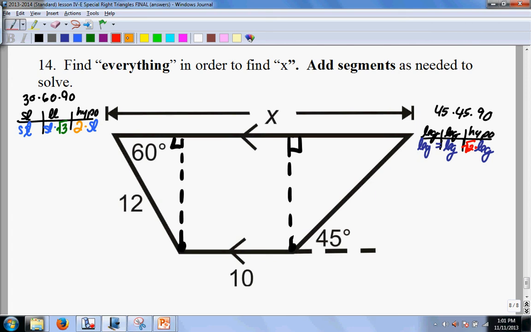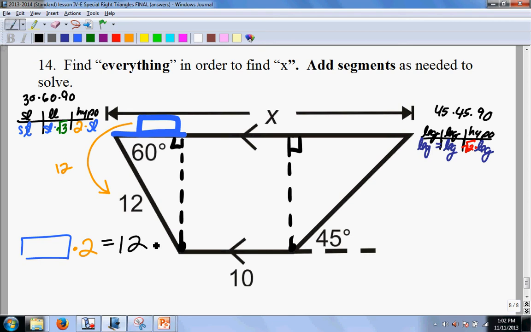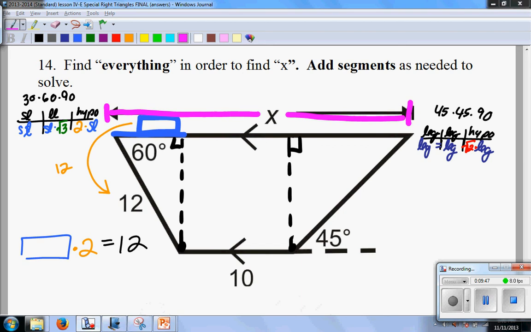Coming over here, let's start with the simple stuff. We know whatever this short leg was, which is this blue segment from here to here, all we had to do is times by 2 to get 12. So something times 2 gives you that 12. Go ahead, solve for the something and then work yourself over, find all other segments. Your ultimate goal is to find this length X from here all the way over to there.